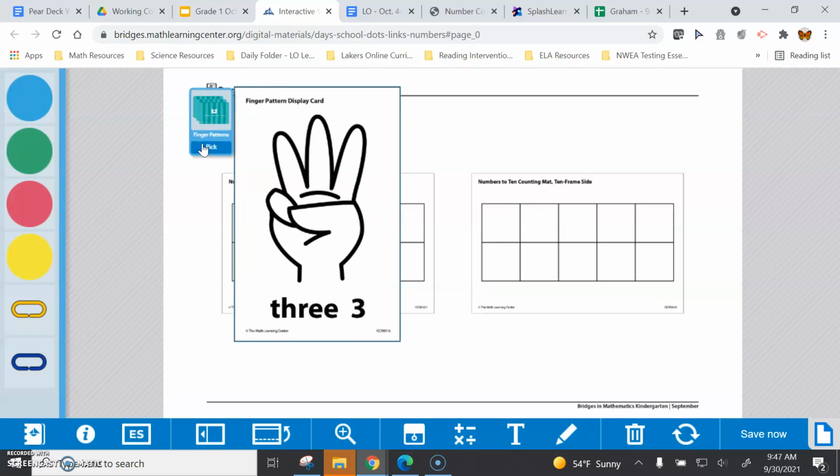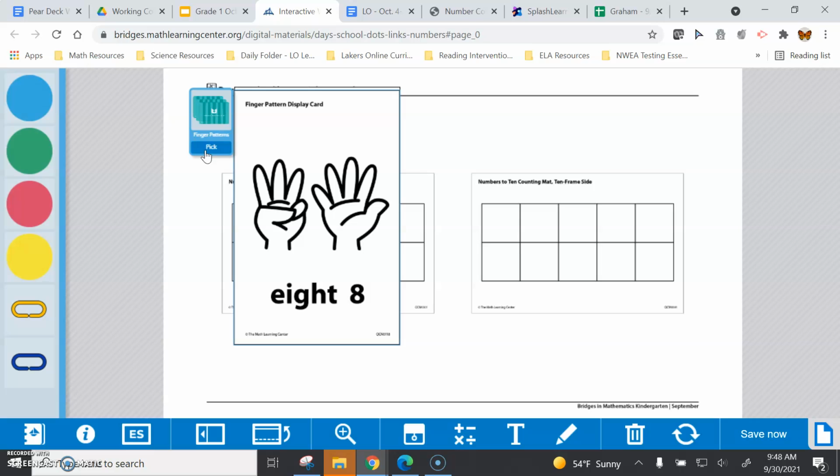Here we go. Ooh, the number is 3. I like these cards because they show you with your fingers. They have the number and they even have the number word. So it teaches you how to spell the number 3. That long E sound at the end. 3. Did you do it? Great job.